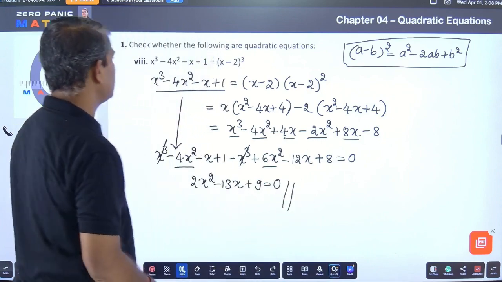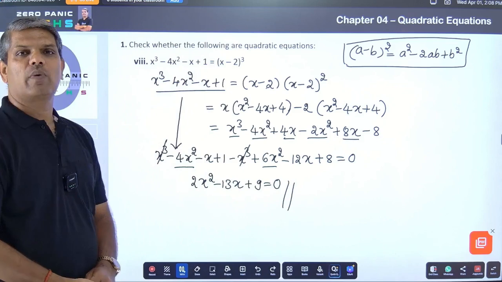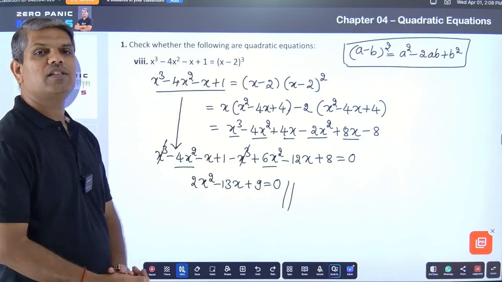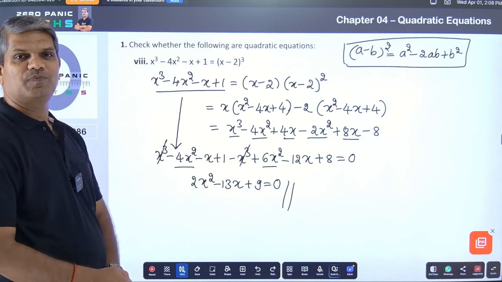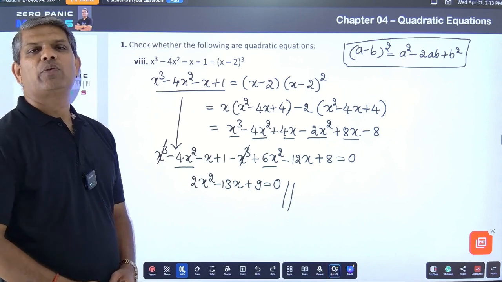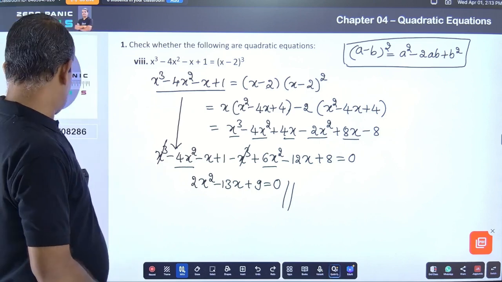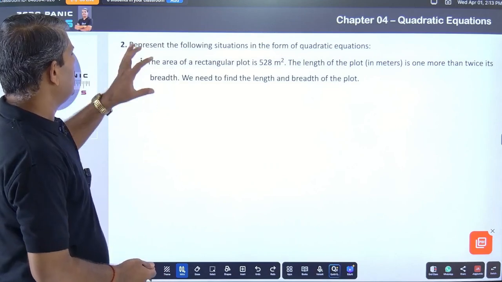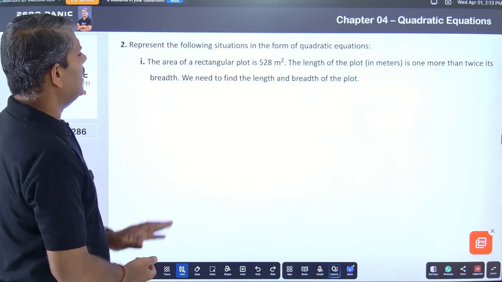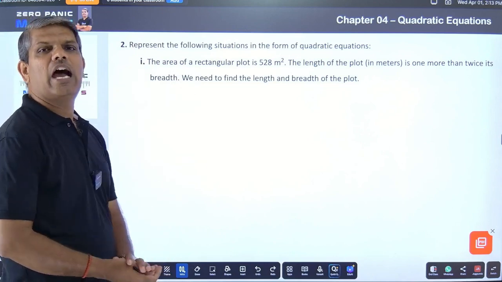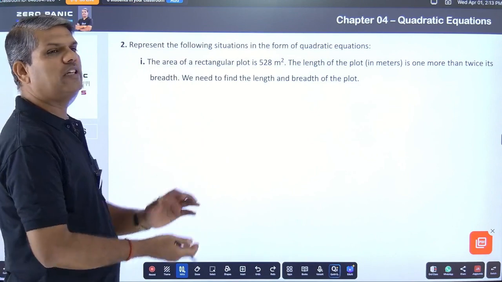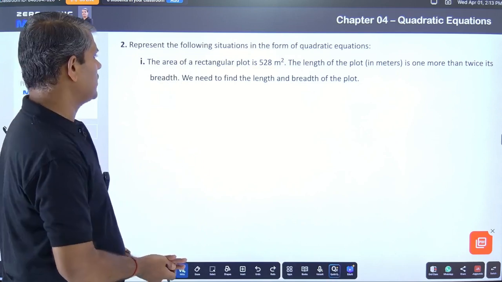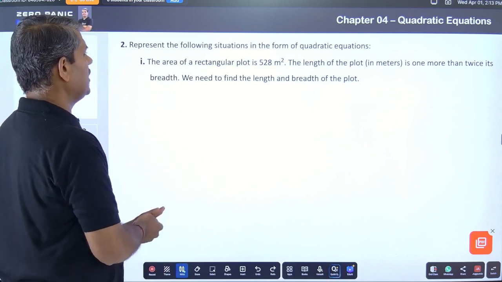So this is a quadratic equation because it is in the form ax square plus bx plus c is equal to 0. Let us quickly move to the next set of questions. Now in the second set of questions there are different situations given, and we have to depict the given situation as a quadratic equation and see whether it is a quadratic equation or not.